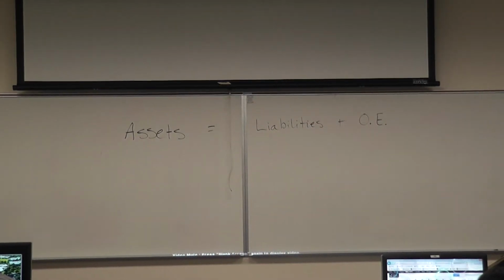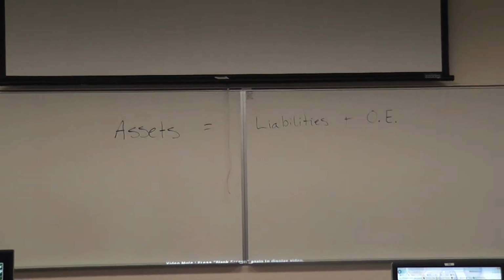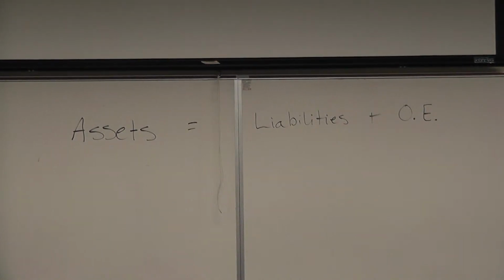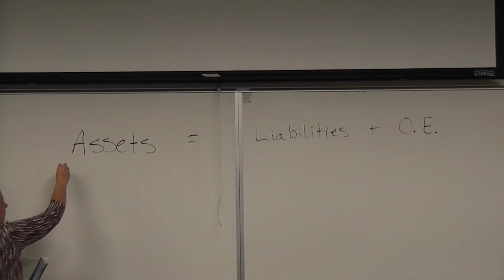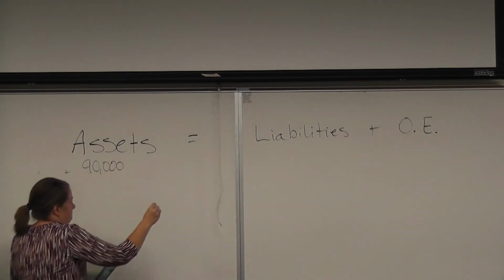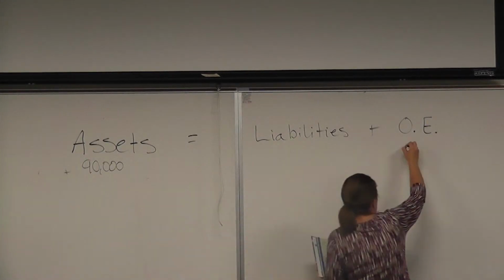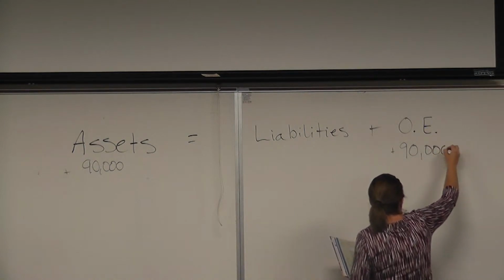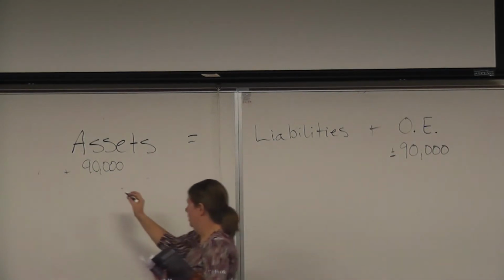OE stands for owner's equity. Okay, number 1. Owners invested $90,000 in the business. So, what do we do? Do we increase or decrease an asset account? We increase assets and increase owner's equity. So we have a plus on both sides of the equation, right here and right here.